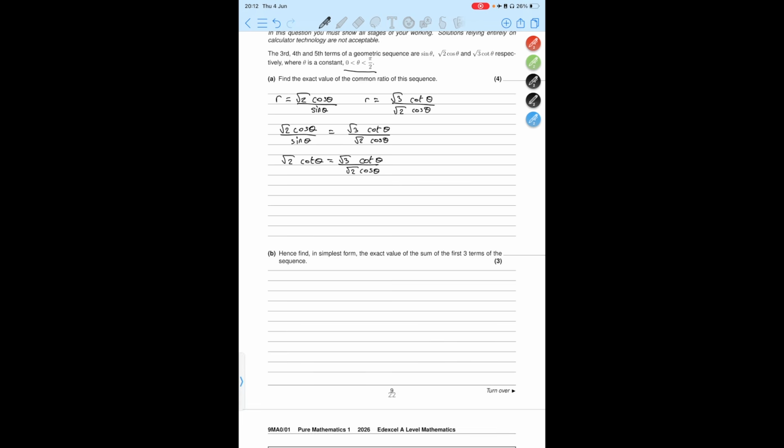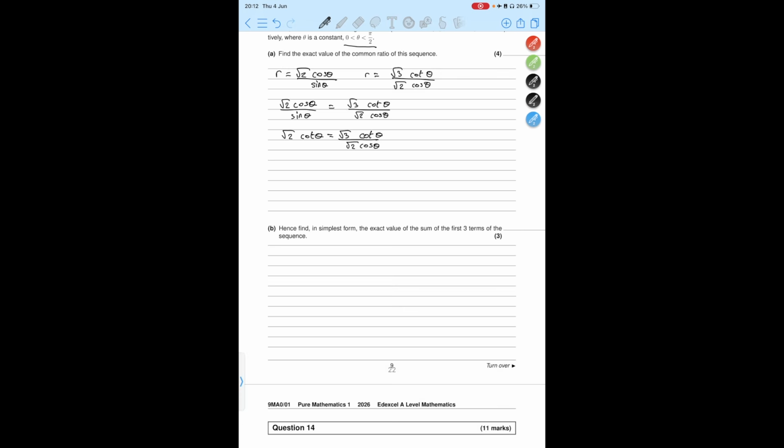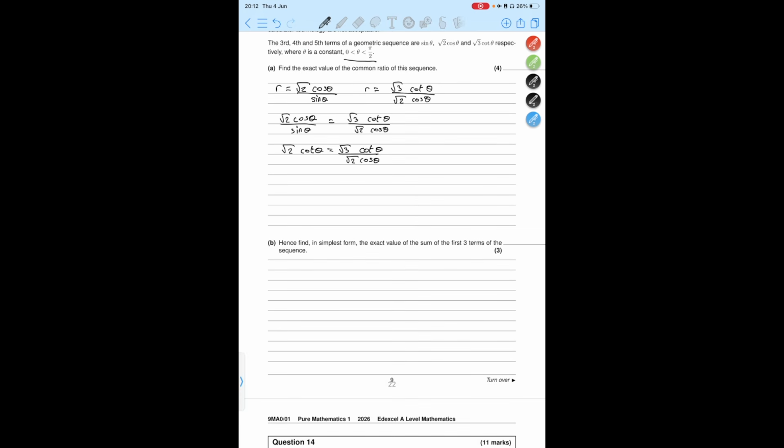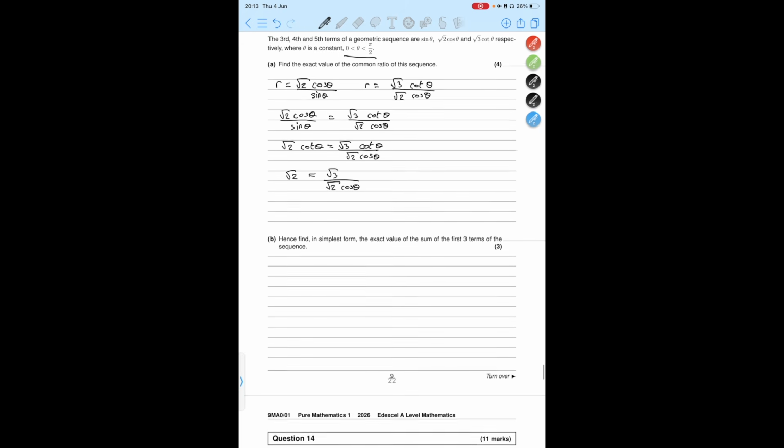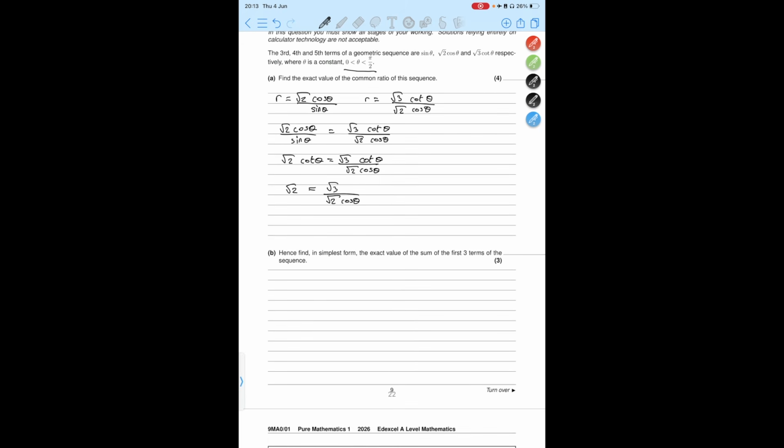So now, if we multiply across, we can get rid of the cot thetas here. So we can say root 2 equals root 3 over root 2 cos theta. Then let's multiply by root 2. So we get 2 equals root 3 over cosine theta. So therefore, cosine theta is equal to root 3 over 2.